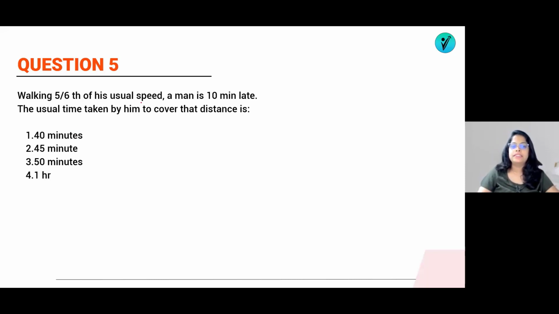Walking at 5/6 of his usual speed, a man is 10 minutes late. What is the usual time taken by him to cover that distance? So 5 by 6 means this is the usual speed and this is his new speed, today's speed. Suppose his speed is 5x. The distance is the same, right? Distance is equal to speed into time, so we are using the chain rule: S1 T1 is equal to S2 T2.